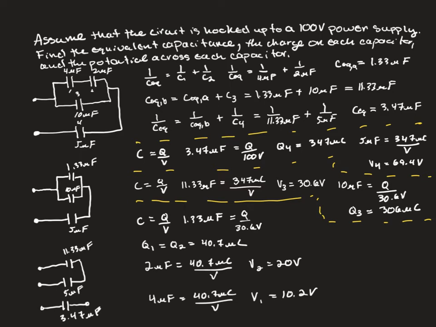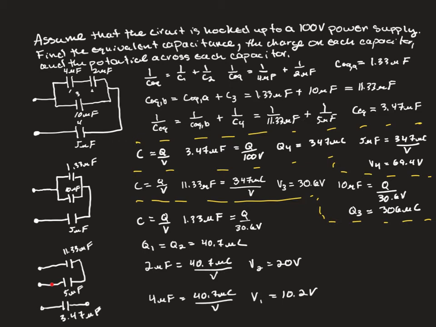So the first thing I need to do is do the 2 and the 4. So we're going to do 1 over the equivalent capacitance is equal to 1 over 4 plus 1 over 2 because they're in series. So my equivalent is going to be 1.33 microfarads, which is why I've labeled this down here. So the 1.33 and the 10 are in parallel with each other. So I'm going to add those together. So 1.33 plus 10 is 11.33 microfarads.